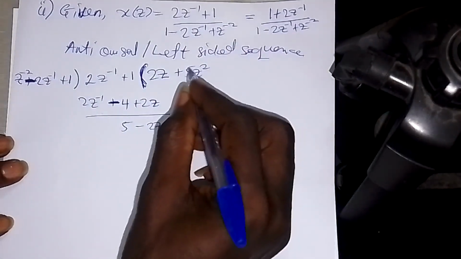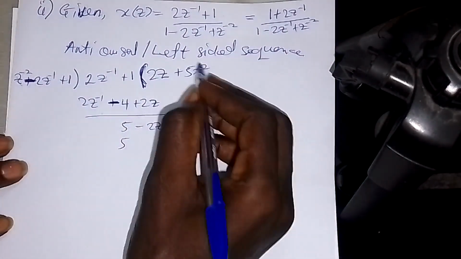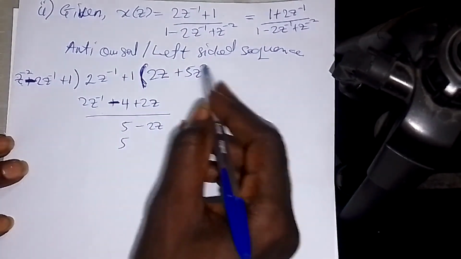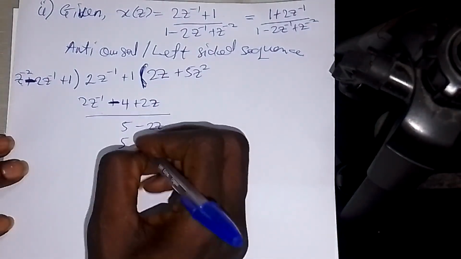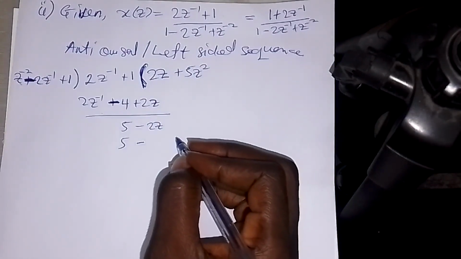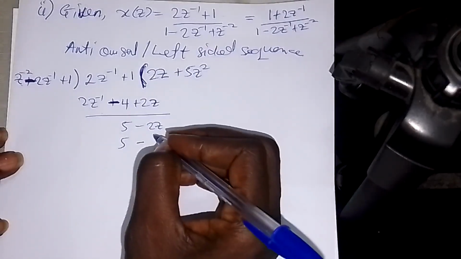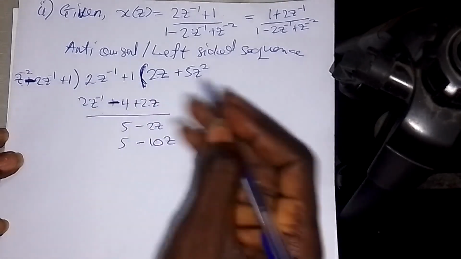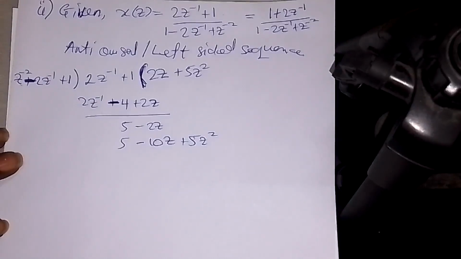So 5z squared times this, what will I get? I'll get 5, because here minus 2, 2 gives me exponent 0, so only 5 will remain. Then this time this, I'll get minus 10, and with respect to the exponent, just minus 10z. Then this one times this one, I'll get plus 5z squared.